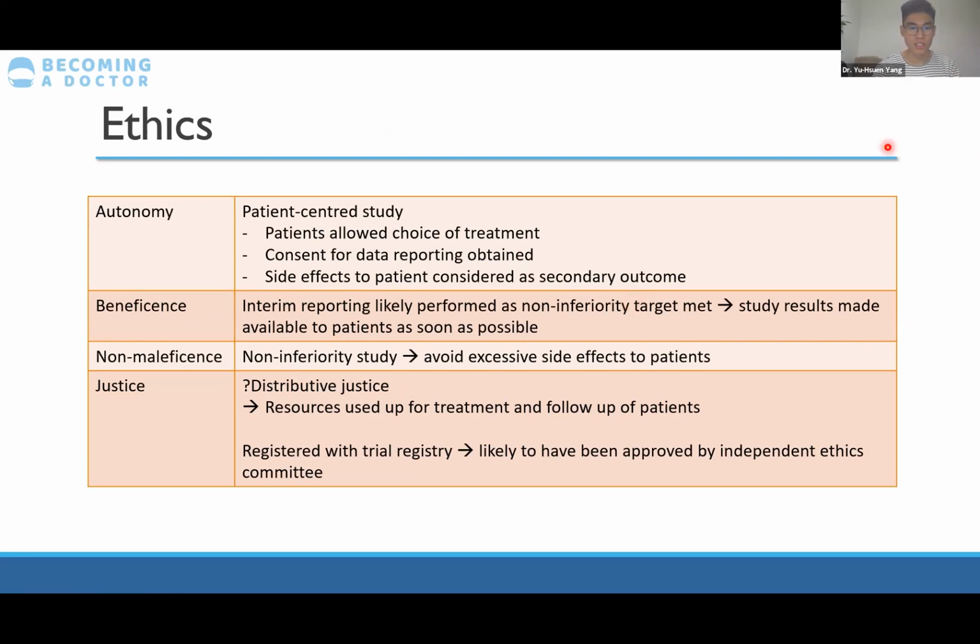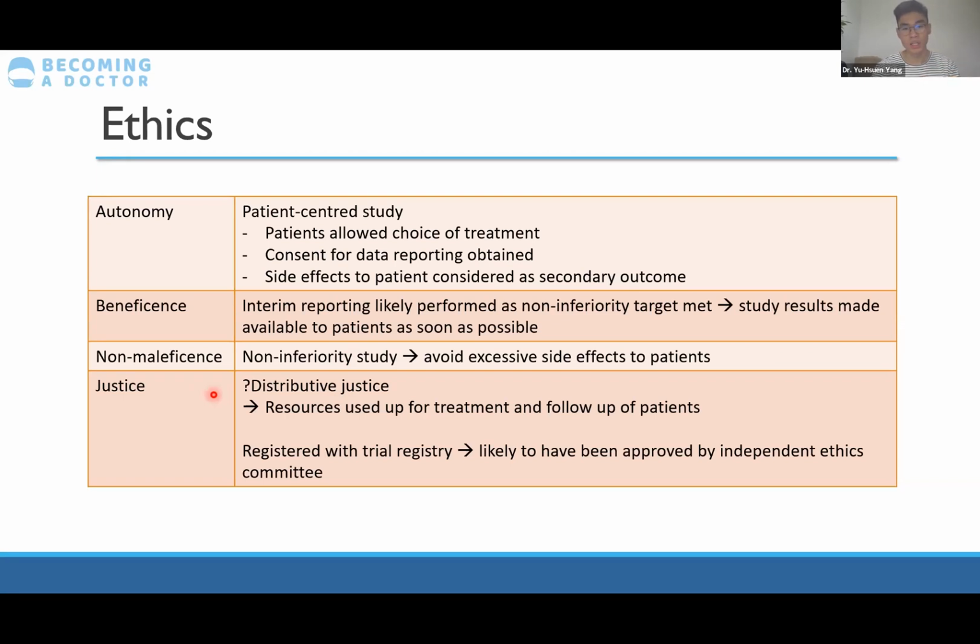In terms of beneficence, it's likely that the study was reported in the interim because follow-up was still continuing. This was likely performed as the non-inferiority target or hazard ratio of 1.13 was met. And therefore, the study results were made available to patients and investigators as soon as possible. And this prioritizes beneficence.